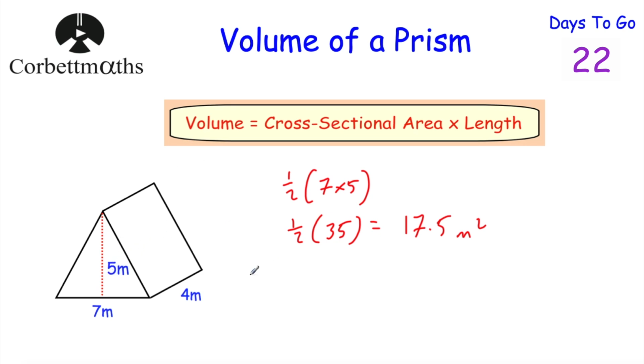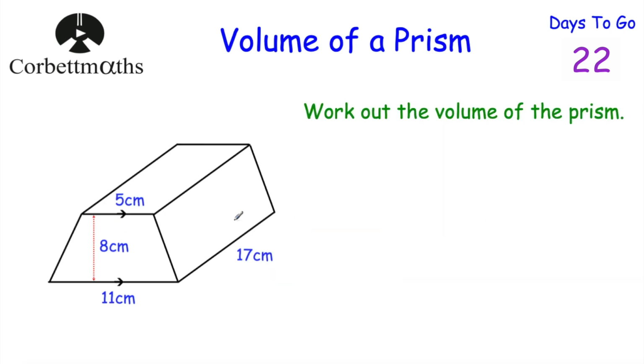Now to find the volume, we're going to do the cross-sectional area, which is 17.5, and then multiply by how long the prism is, which is 4. 17.5 multiplied by 4 is equal to 70, so 70 meters cubed. So the volume of this triangular prism is 70 meters cubed, and that's it. Okay, let's have a look at our next question.